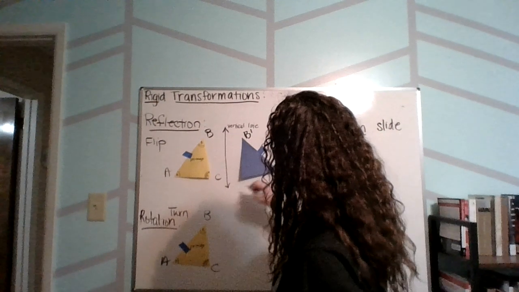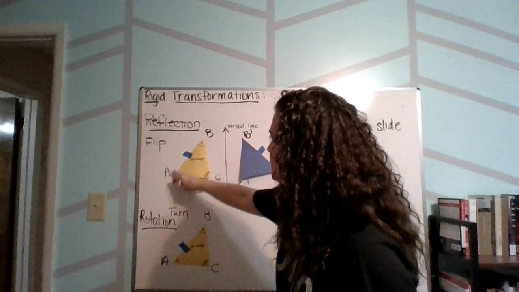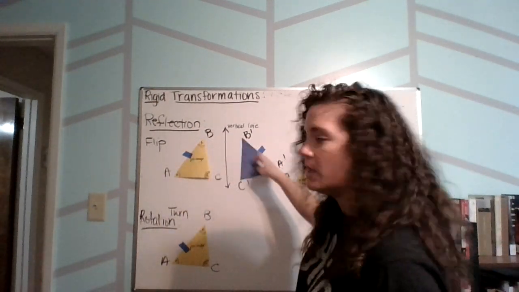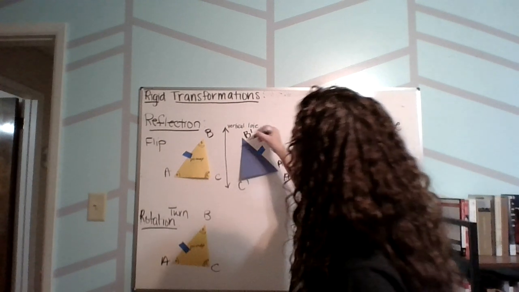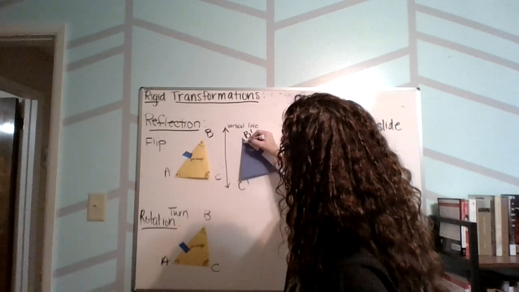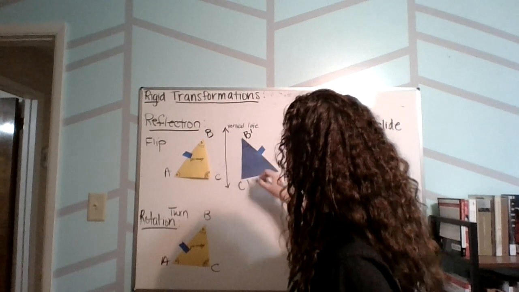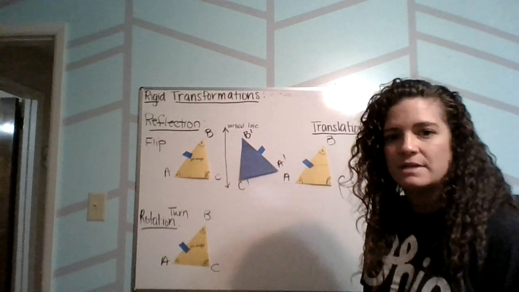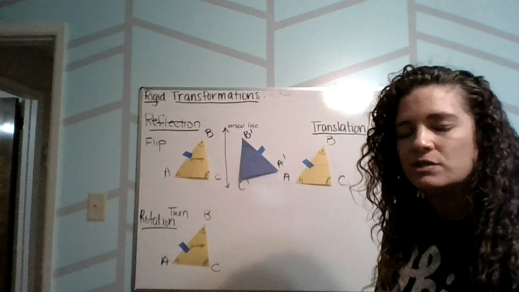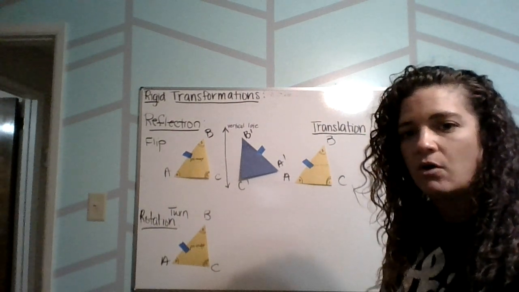I'm just going to label this for you. The distance from A to B is still the same for A prime, B prime. The measure of angle B is the same, A's are the same, and C's stay the same. So everything stays the same. The only thing that changes is the location on the grid.